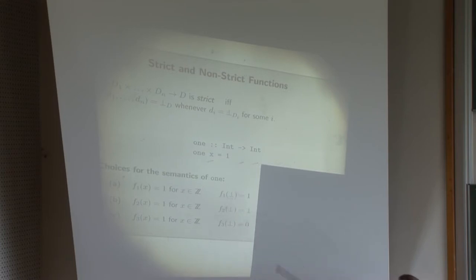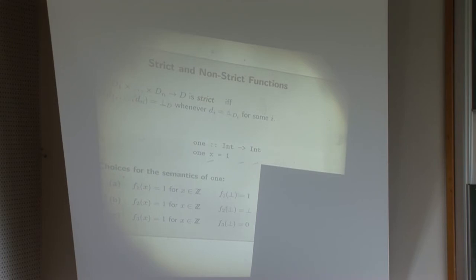And now I made 3 proposals. First proposal says, well, if you apply this to something undefined, then also return 1. Next proposal says, well, if you apply to something undefined, then the result should be undefined. And the last proposal says, if you apply to something undefined, then the result should be something different. Not 1, but 0. Or whatever, 5. Now, what do you think is the semantics we should choose?